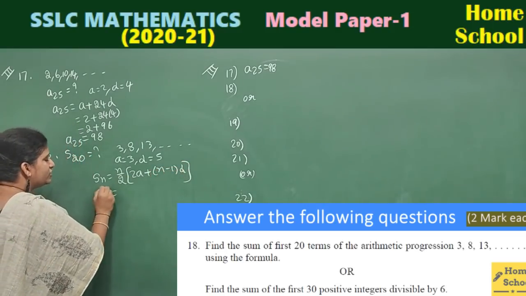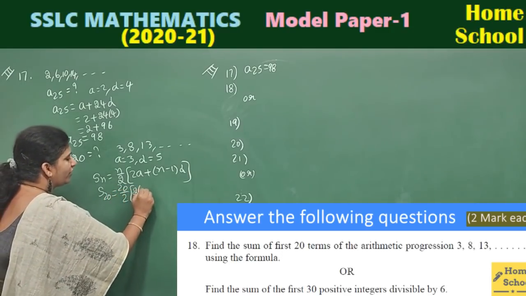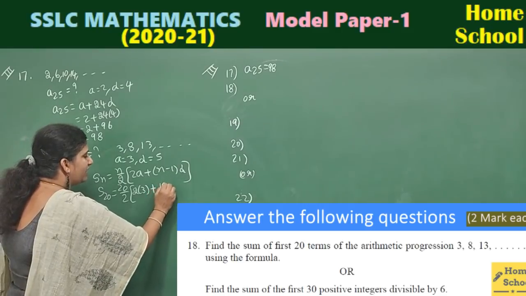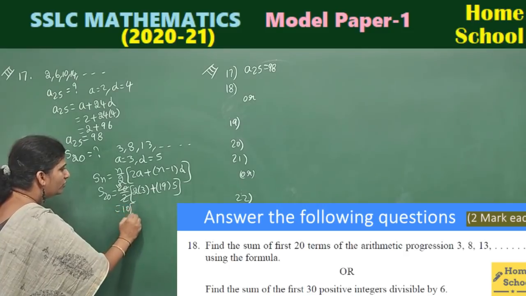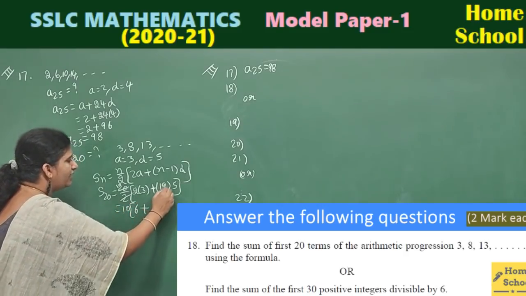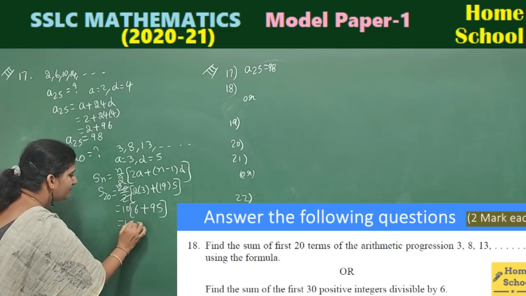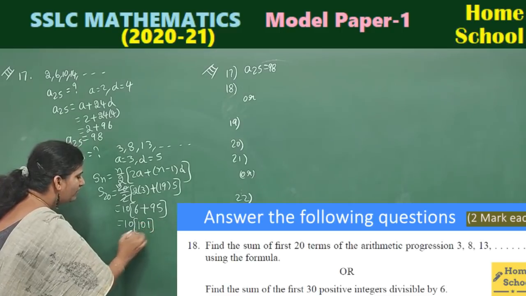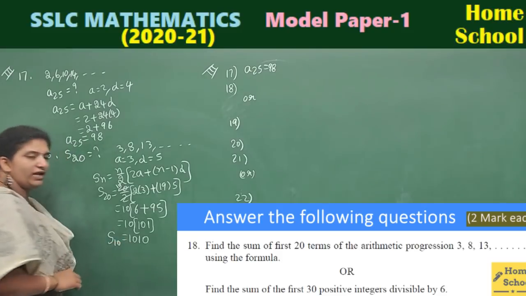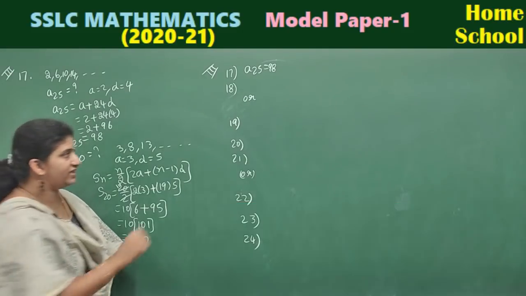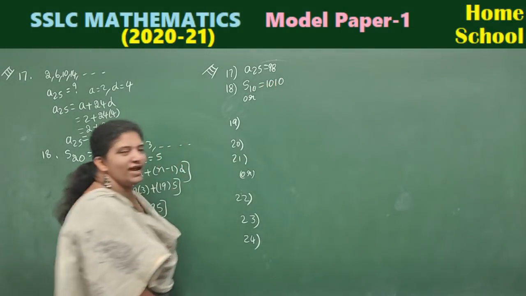N value is 20. S20: 20 by 2, 2 into 3 plus 20 minus 1 will be 19, 19 into 5. 2 tens are 10 into 3 twos are 6, 19 fives are 95. 95 plus 6 will be 101. 101 into 10, 1010. Therefore, the sum of 20 terms is equal to 1010. S20 is equal to 1010 is your answer.